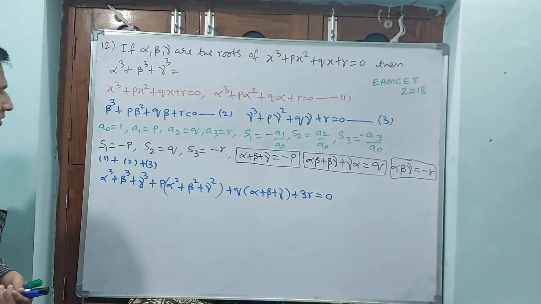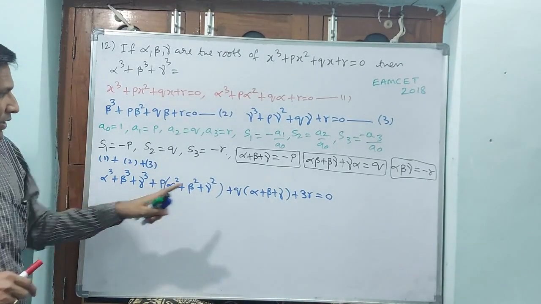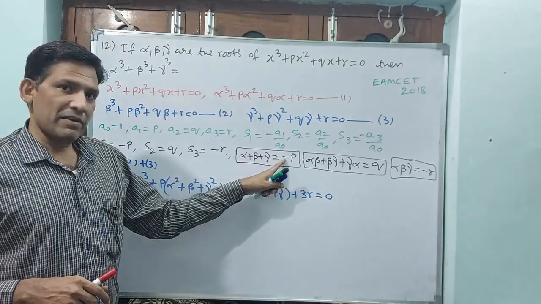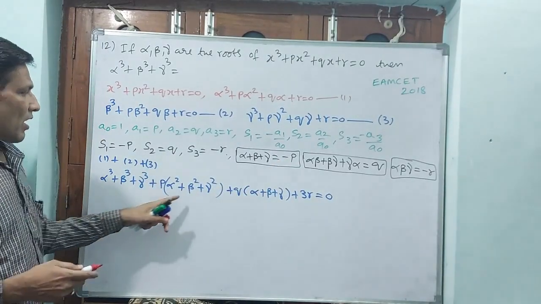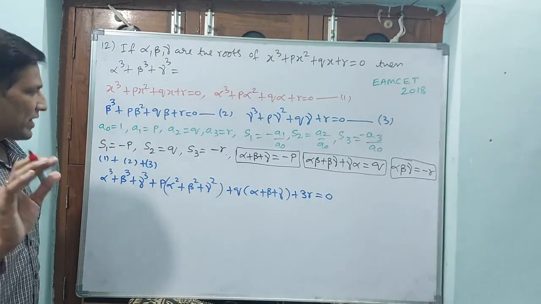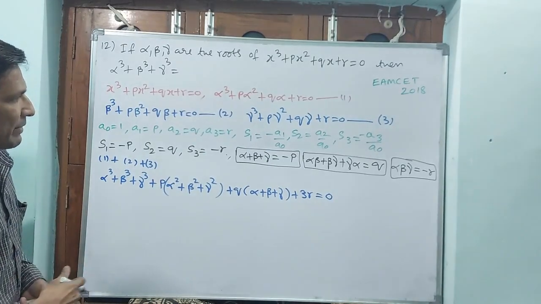Now wait. You require this one. But alpha plus beta plus gamma value you have as minus p. Then you substitute. And alpha square, beta square, gamma square, you wait. What will happen and all, we will see.